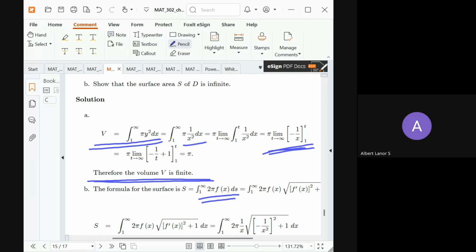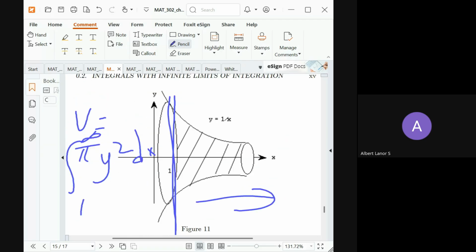Yes, Mr. Malcolm. Sir, according to the formula for the volume, it is pi integral from 1 to infinity of y squared. But we had the distance as 1 over x squared. I didn't understand. Oh, the function is 1 over x. So when you are finding y squared, the function is here, 1 over x. y is equal to 1 over x. So when you square, it will be 1 over x squared.